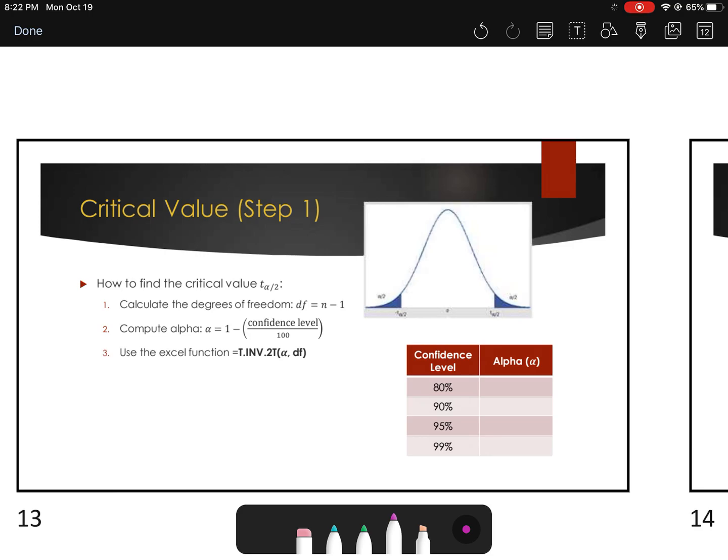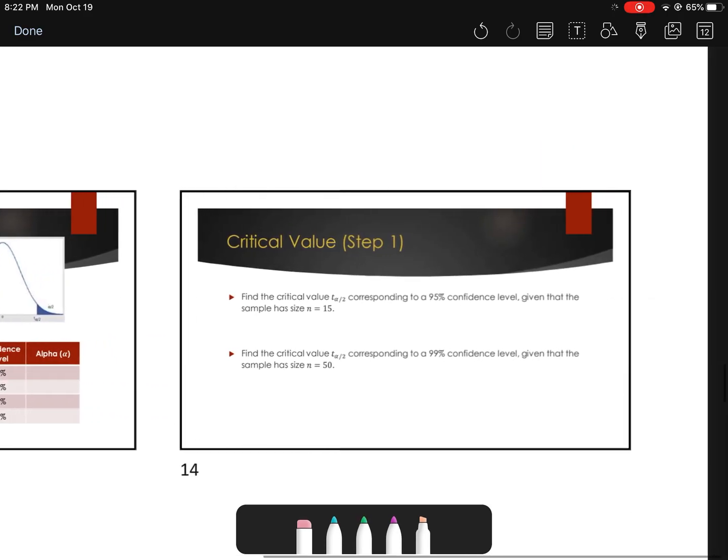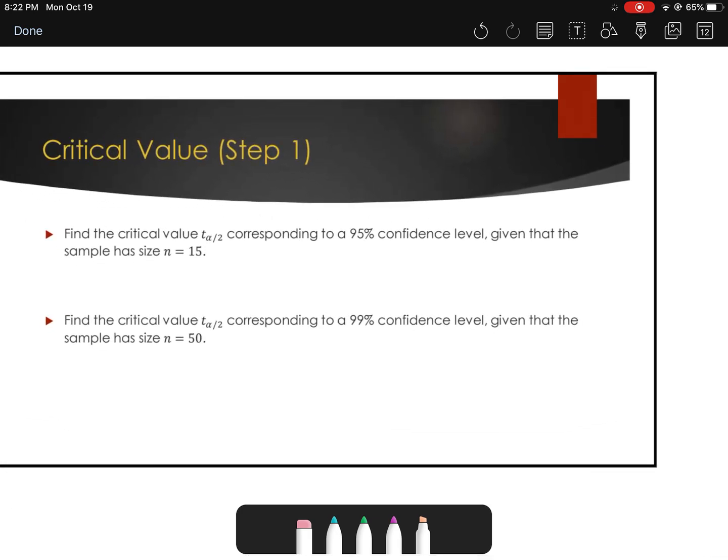The next thing I need to do is compute alpha. That's 1 minus your confidence level divided by 100. Really, what that is, you're taking that percent and turning it into a decimal and subtracting it from 1. Okay? And then I'm going to go to Excel and type this in. Okay, so why don't you go ahead, and I'm going to pause this video and come back.